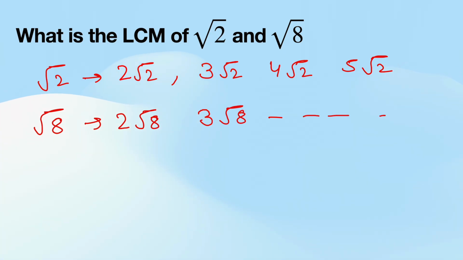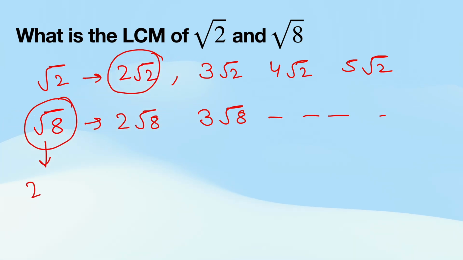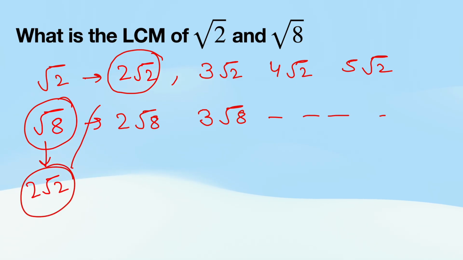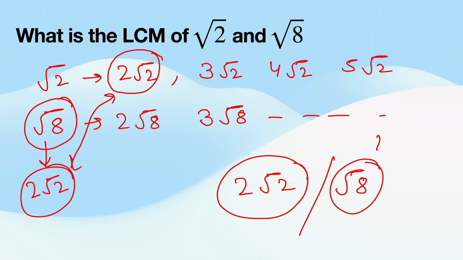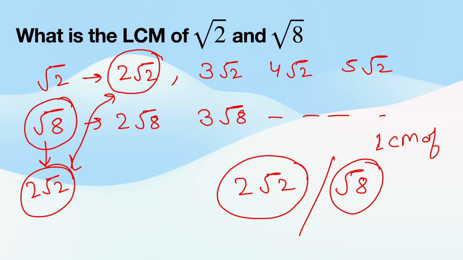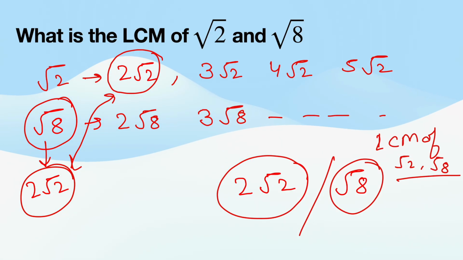But see, if I see 2 root 2 and root 8, can't I write root 8 as 2 root 2? They are the same, right? So what is the lowest common multiple? It is common in both these and a multiple as well. So the LCM of root 2 and root 8 exists, and that is 2 root 2. Clear? Or we can say root 8 is the LCM of root 2 and root 8. Clear? Now coming to the next one.